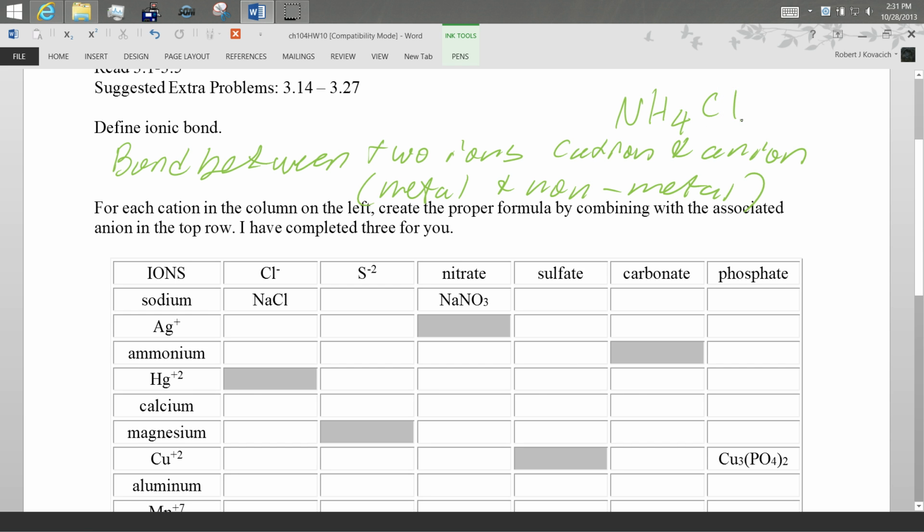Sodium and chloride. No, sodium's a metal. I can't see that thing. Let me put that down.